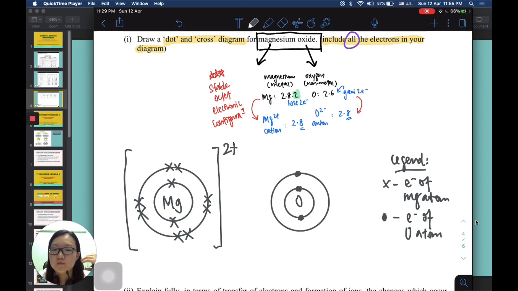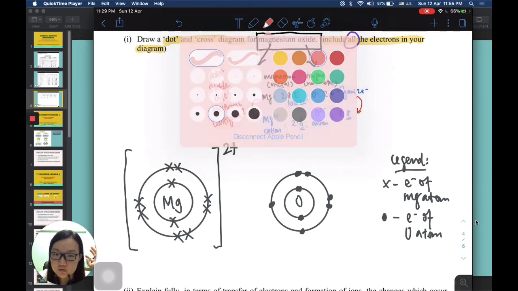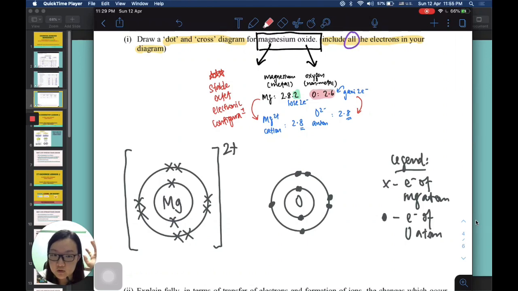It should have 6 electrons: 1, 2, 3, 4, 5, and 6. Why 6? Again, we go back to our thought process earlier on. Oxygen is 2.6, so the second shell should have 6 electrons. So that belongs to oxygen in the outermost shell. That is the oxygen atom so far. The oxygen atom wants to achieve a stable octet electronic configuration.